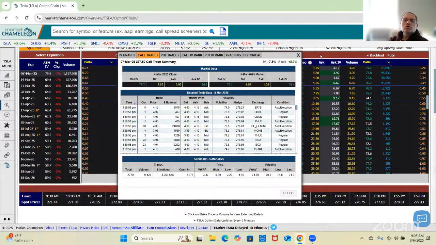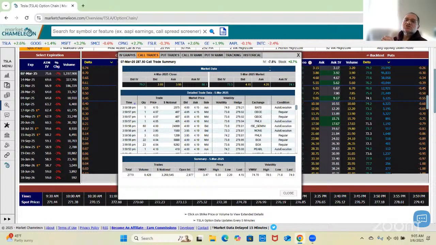So here we could see that it defines which option we're looking at again, so we don't forget, it's the March 7th, 287.5 call. This is the trading summary. And up top, it tells us what the implied volatility did or changed from the previous day's level. So it's looking at the close of the implied volatility in this option, and then it's looking at the most current implied volatility and what the change is.